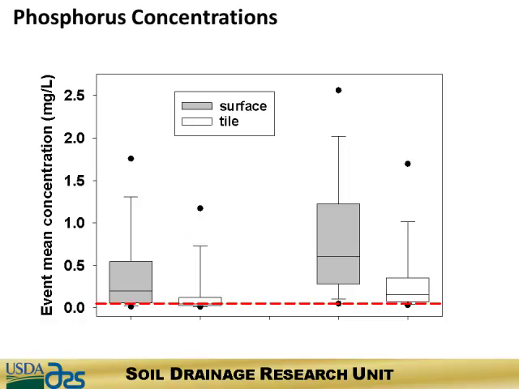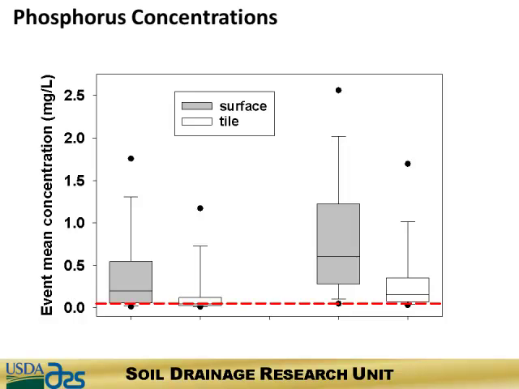So let's just dive into the data. So what are we learning so far? What's all the data taught us? This is concentrations. This is event mean concentrations, meaning the concentration from that rainfall event. And what I've got plotted here is in the gray bars here is the surface flow, and in the clear bars, the white bars, is the tile flow. The red dotted line in here, that's the Annex 4 concentration that's been recommended. That's that 0.05 parts per million for dissolved phosphorus.